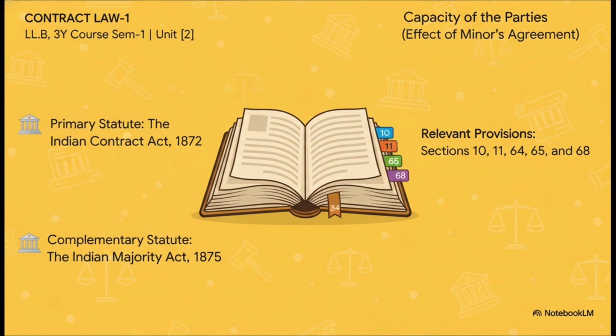The legal framework is primarily established by the Indian Contract Act 1872. The relevant provisions are Sections 10, 11, 64, 65, and 68. This is complemented by the Indian Majority Act 1875. Together, these statutes form the authoritative basis for our discussion.